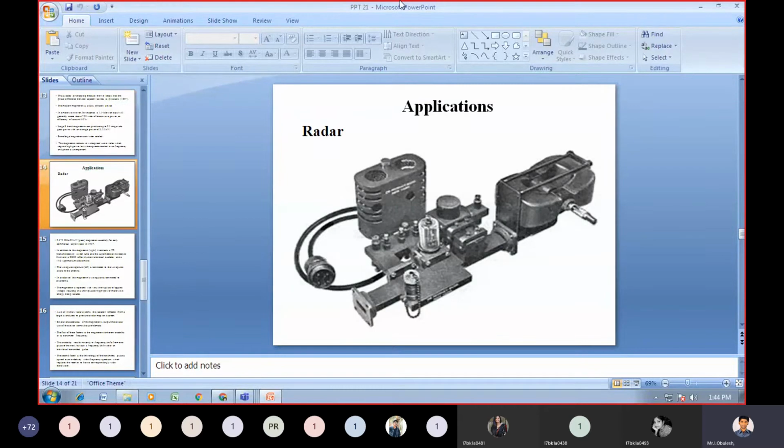Coming to applications of the cavity magnetron. The best example of a cavity magnetron application is the radar system. The radar is the best example of an application of a cavity magnetron. You just need to see the diagram. This is one of the radars.